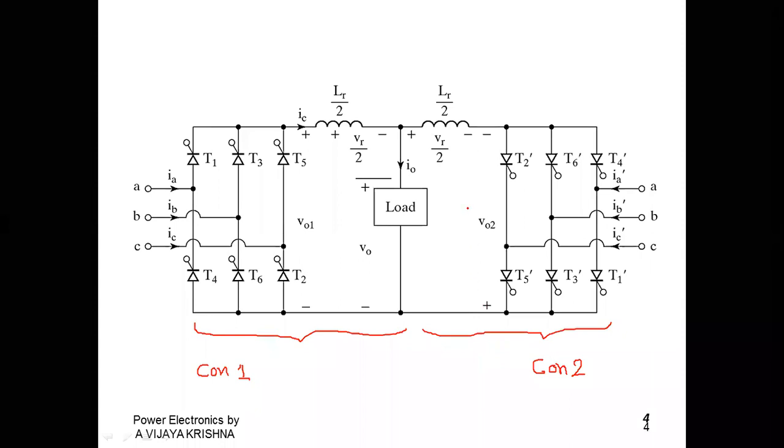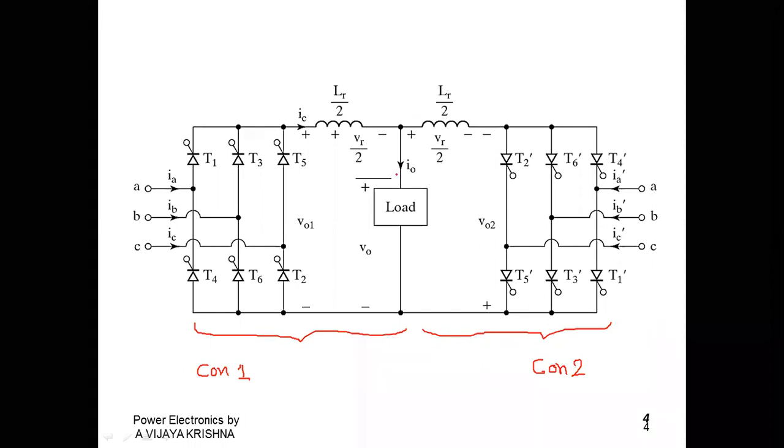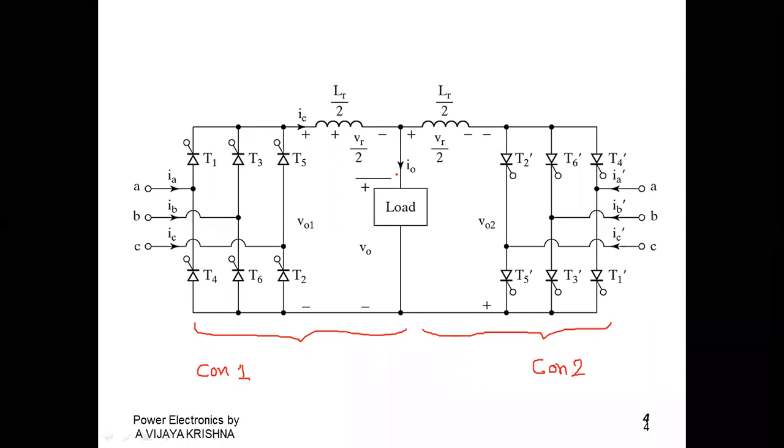Next, by attaching another converter circuit in parallel with the converter 1 circuit, we get the dual converter operation. That is, four quadrant operation is possible without any mechanical switch. We are not using any mechanical switch here. Why? What is the requirement of the mechanical switch? What is the application of that mechanical switch?